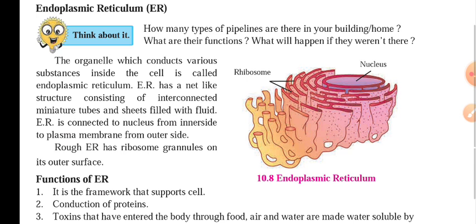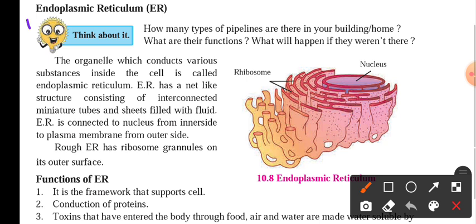Today we are going to see the State Board Class 8 Science chapter number 10, Cell and Cell Organelles, part 2. In this we had already covered some of the cell organelles in the previous part, so we will continue with that. Today the first thing we are going to see is the endoplasmic reticulum.